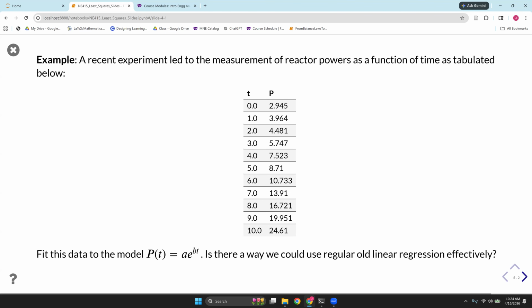So a times e to the bt, if I take that log, that's log a plus log of e to the bt, the bt moving down. So I've got then log e, which goes away. So I have log a plus bt. So now I have log p is equal to log a plus bt. Well, isn't that just another y equals ax plus b with some switched notation?